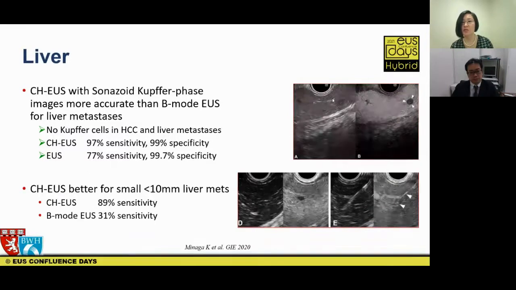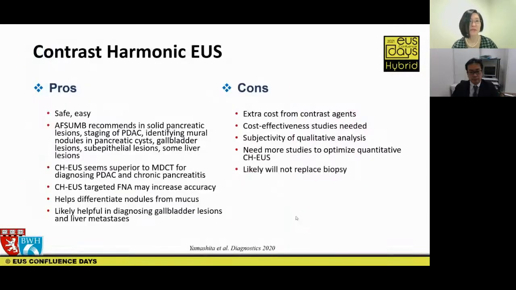And this is from a recent GIE paper, with an image showing you a very subtle hypoechoic mass with maybe a hyperechoic rim there in the liver, but with the Kupffer imaging, it just pops right out because there are no Kupffer cells there, so there's no enhancement. And it was also very good at diagnosing small liver mets as well, and you can obviously use it to target that lesion for biopsy.